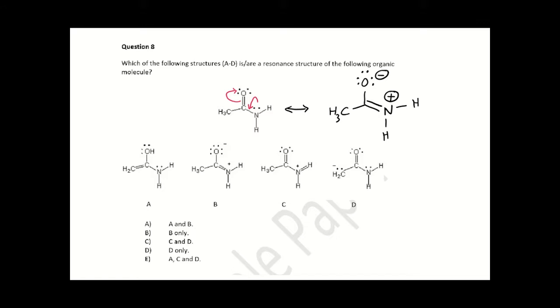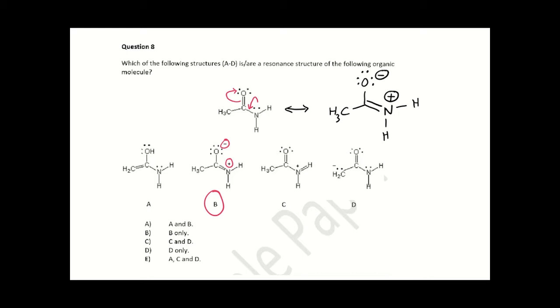Now, let's go through each of the structures. Obviously, looking at A, B, C, and D, B is the correct answer because I do have my positive charge on the nitrogen, negative charge on the oxygen. The molecule is neutral, the resonance structure is also neutral, and I've got three lone pairs of electrons on the oxygen, so B is correct. But let me just go through the other options.